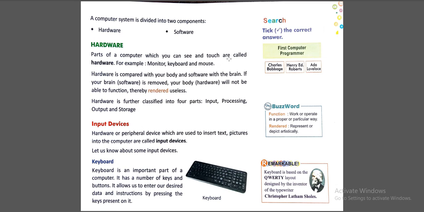Whatever the things which are built in the computer, those things which we can see as well as touch, these are known as the hardware. For example, monitor, keyboard, mouse, speaker.